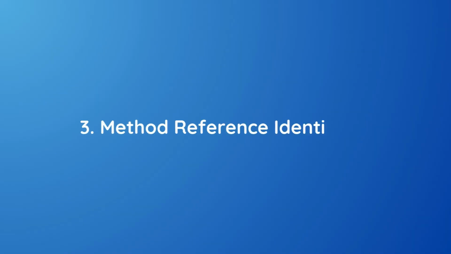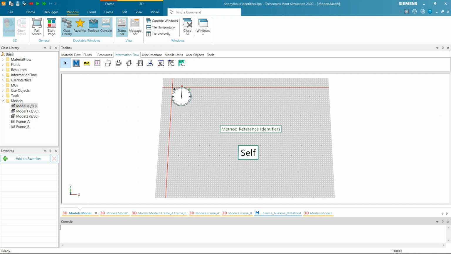Now, third type of identifiers are method reference identifiers. The method reference identifier is called self. It refers to the method which is currently being executed. This is helpful for accessing the method itself. Let's learn with a simple example how self is used as an anonymous identifier in Tecnomatix Plant Simulation.